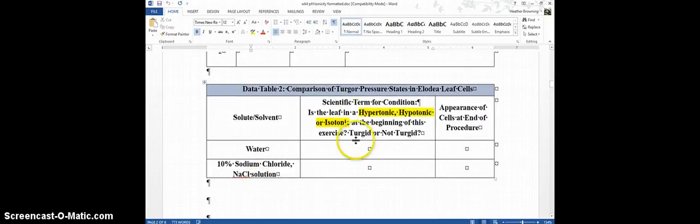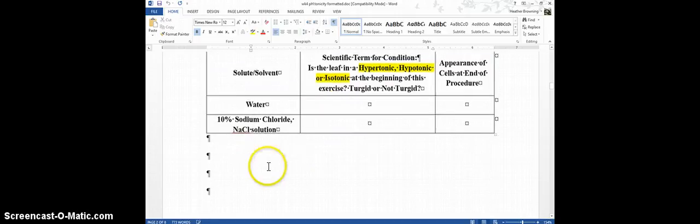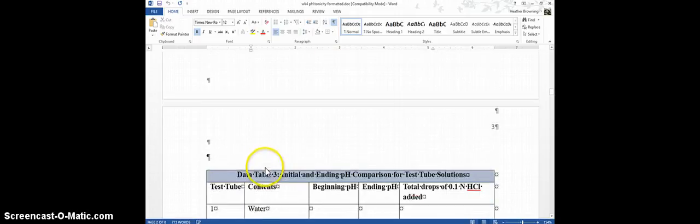Okay, so then here you're going to say if it's hyper or hypo. You're also going to say if it's turgid or non-turgid, because we're talking about turgor. And then over here you'll talk about the appearance of your cells, like is stuff all scattered through your cell, is it all clumped on the edges? What's it look like?